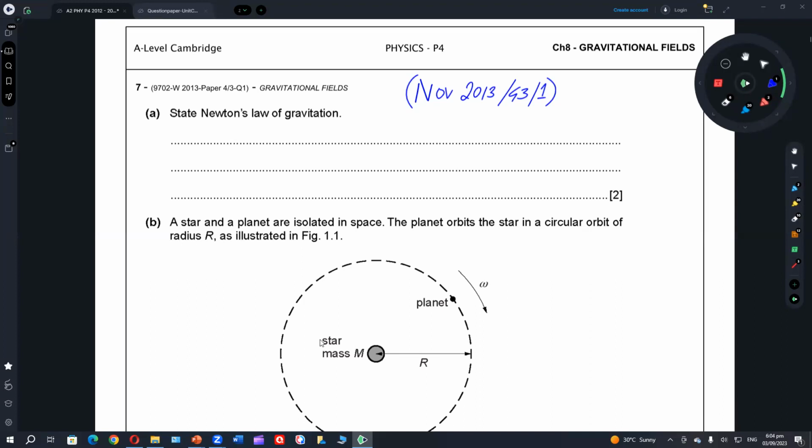And I'm starting with the first part. This is one of their favorite questions. State Newton's law of gravitation.